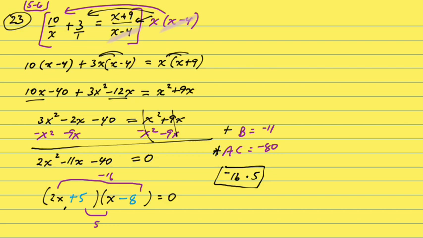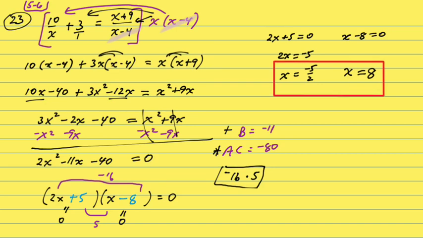Anyway, you want to make each factor equal 0. Zero product theorem. If something times something equals 0, one of them must equal 0. 2x plus 5 equals 0, or x minus 8 equals 0. Subtract 5 and divide by 2 is negative 5 over 2. If you add 8, you'd get x to equal 8. I believe both of these will work because neither of them caused division by 0 in the original equation.